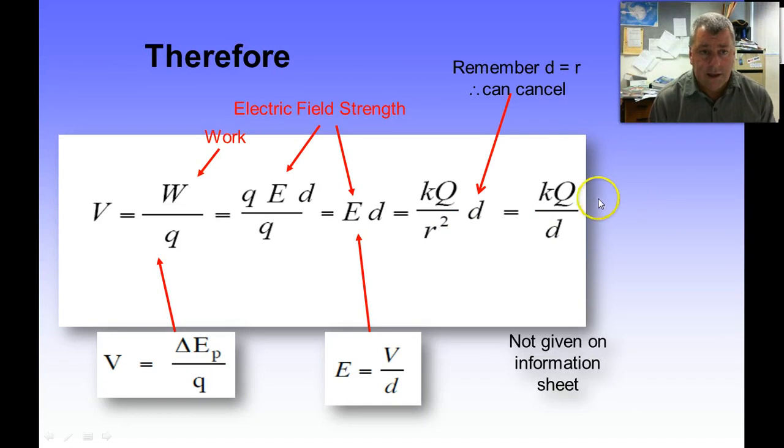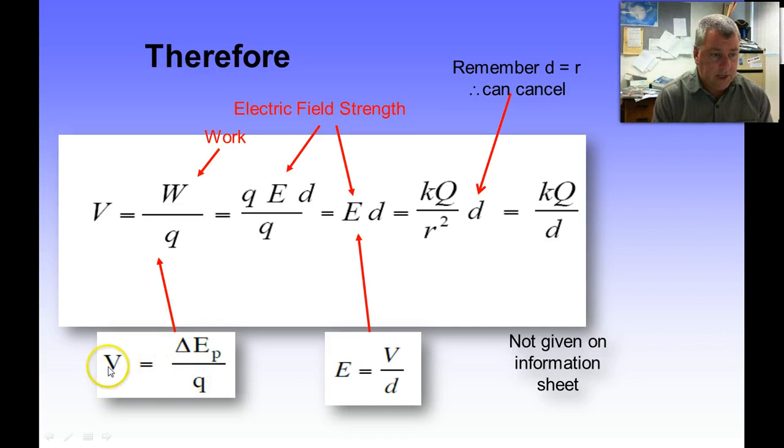Alright, D and R are the same, so we can cancel that and we get V equals KQ on D, which is a slightly different formula from this one here, so students get confused as to which formula to use. First question you've got to ask yourself is, what do you want to find?